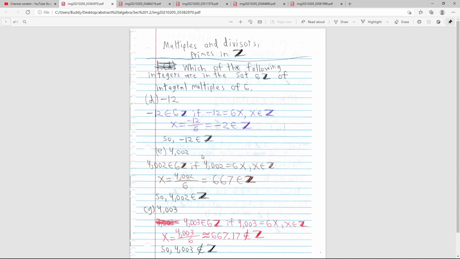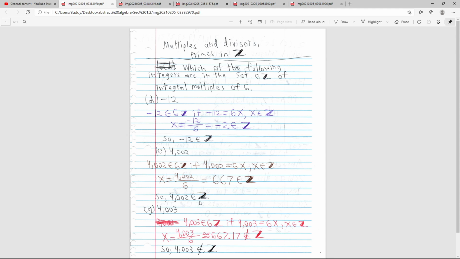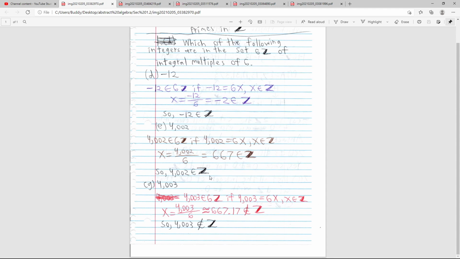Oh, quick note. This should be "is in 6Z," not "Z." That's just a minor correction, so you can fix it in your own notes if you're taking notes. The end result is negative 12 is in 6Z and 4002 is in 6Z. Obviously they're in Z, they're integers, but in 6Z it's a multiple of 6. So ignore that; it should be "is in 6Z." Basically you're just proving it, showing it.